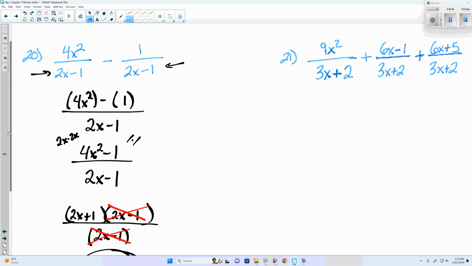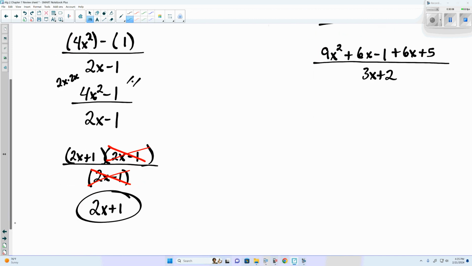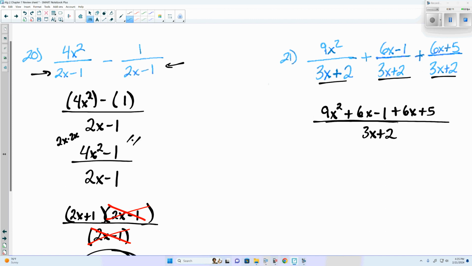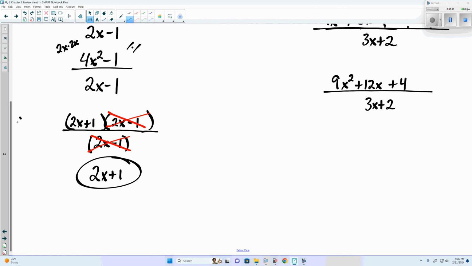Let's look at 21. Here, the denominators are already all the same, and since they're all the same, we can go on and add the numerators. So we'll be adding our 9x squared, our 6x minus 1, and 6x plus 5 over 3x plus 2. Combine like terms. We have 9x squared. 6x plus 6x is plus 12x. Negative 1 plus 5 is plus 4. And we get this here, 9x squared plus 12x plus 4.